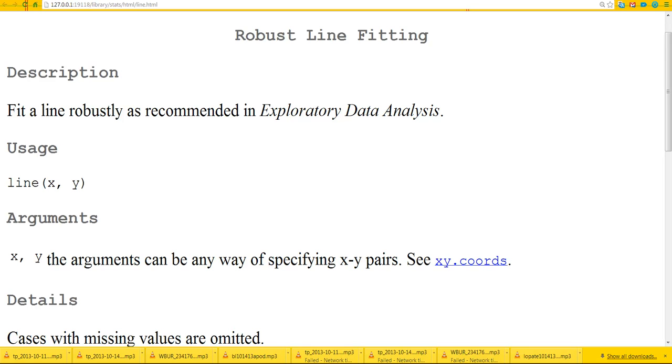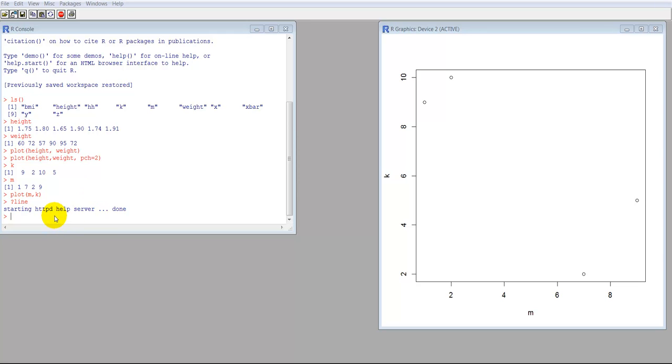We could run the line function, and what it's going to do is join all the points by lines. So let's try it. Let's try line m, k and see what we get. It's supposed to join the points. Now remember, the points are 1, 9, 7, 2, and so on.